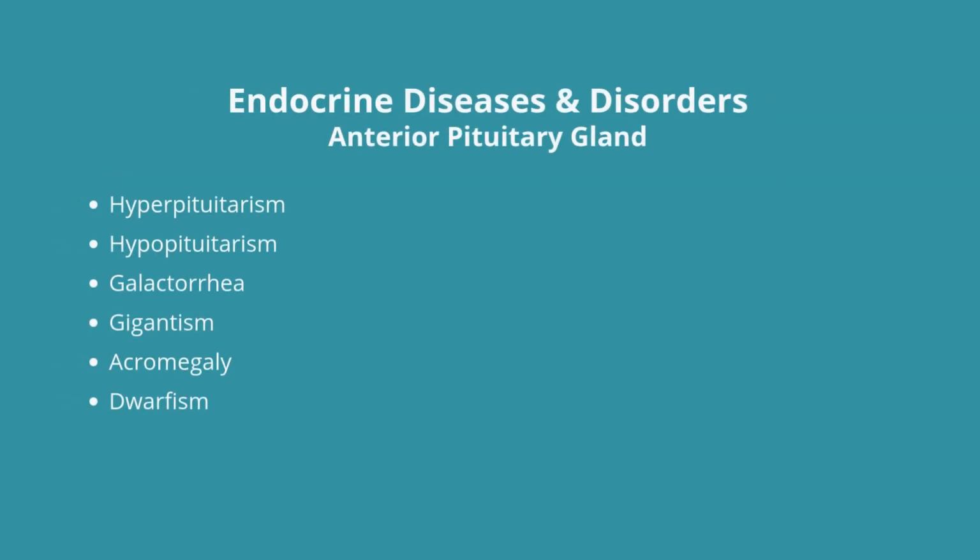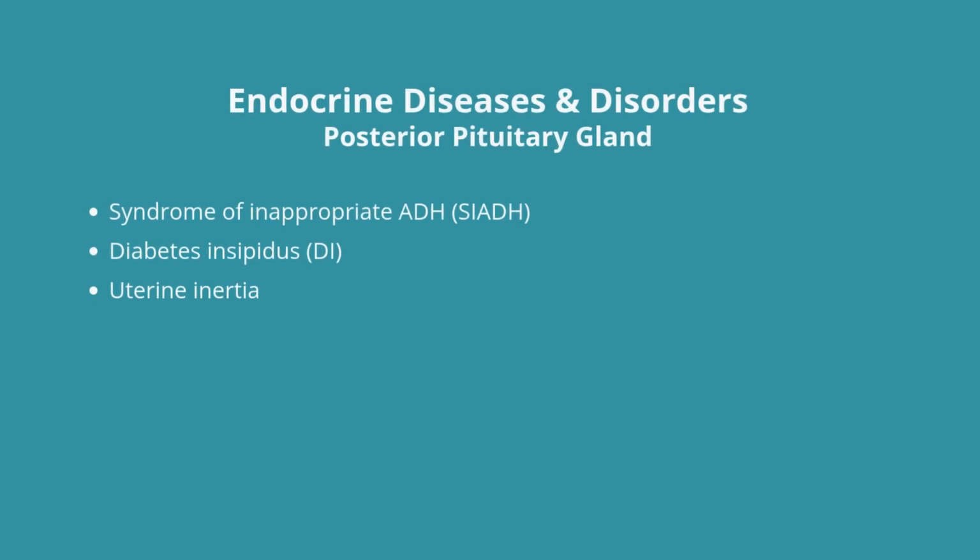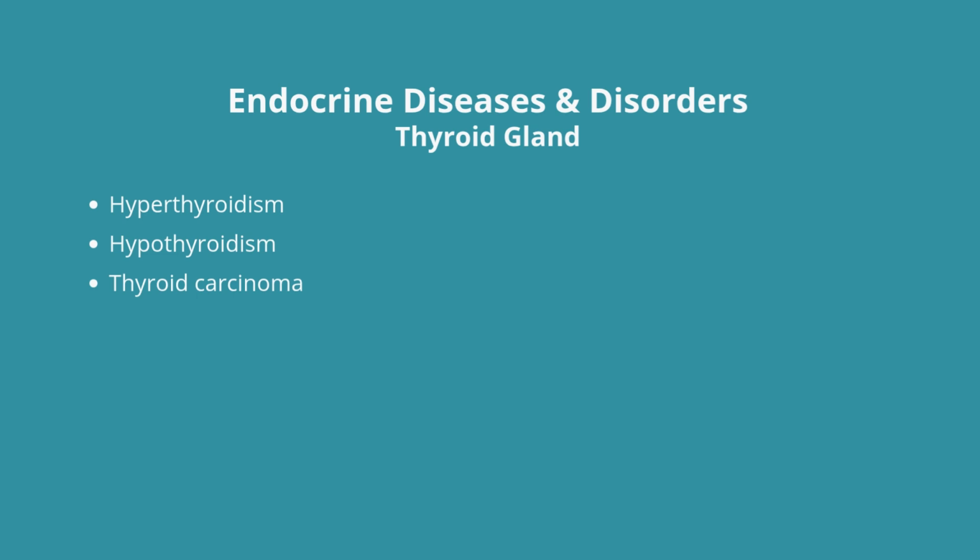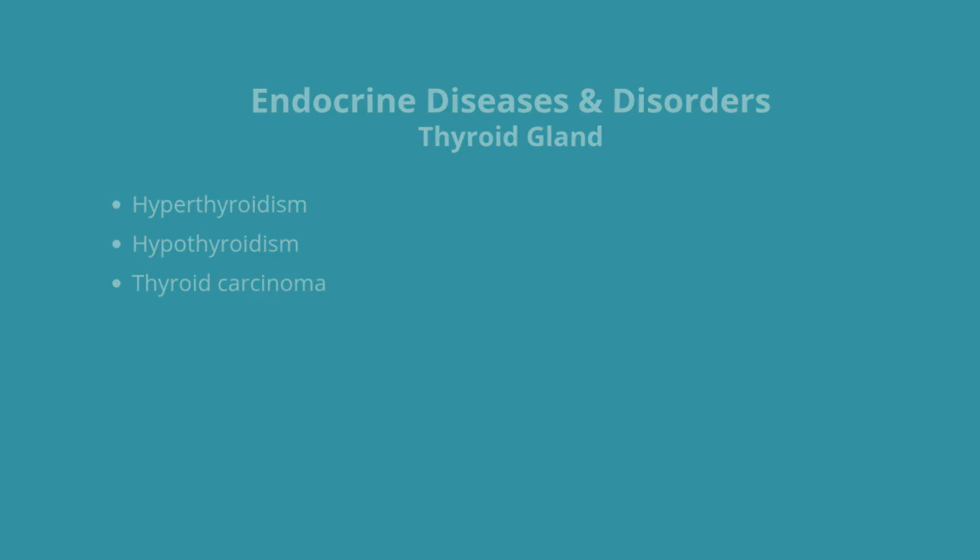We have a lot to cover next here, so I'm going to speed up these lists. Some common endocrine diseases that involve the anterior pituitary gland are hyperpituitarism, hypopituitarism, galactorrhea, gigantism, acromegaly, and dwarfism. Disorders of the posterior pituitary gland include syndrome of inappropriate ADH, diabetes insipidus, and uterine inertia. Disorders of the thyroid gland include hyperthyroidism, hypothyroidism, and thyroid carcinoma.